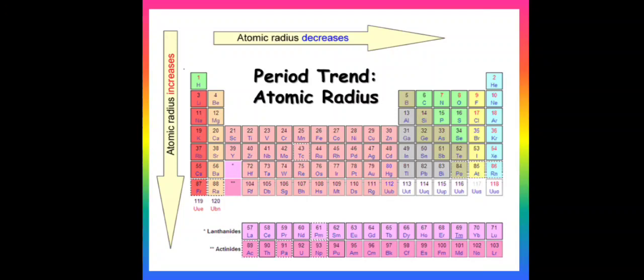But if we go along a group, as the atomic number increases, the number of shells simultaneously increases. That means the attraction of the nucleus decreases, and as a result, the size of the atom increases.